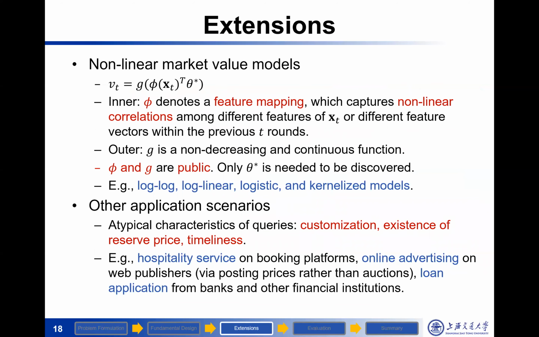First, we can easily extend to support log-log, log-linear, logistic, and kernelized nonlinear models. Second, we can also support trading other similar products, which share customization, existence of reserve price, and timeliness with the queries in personal data markets. For example, hospitality service on booking platforms, online advertising on web publishers, and loan application from banks.